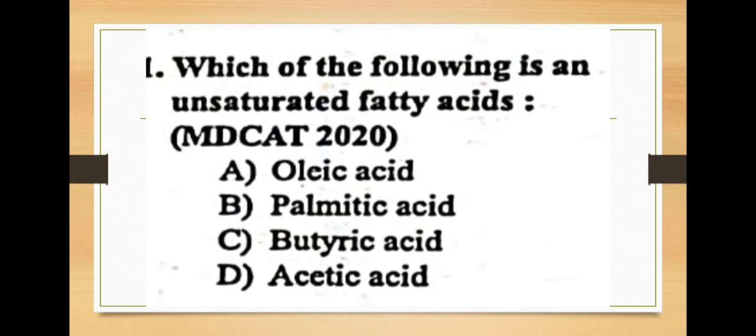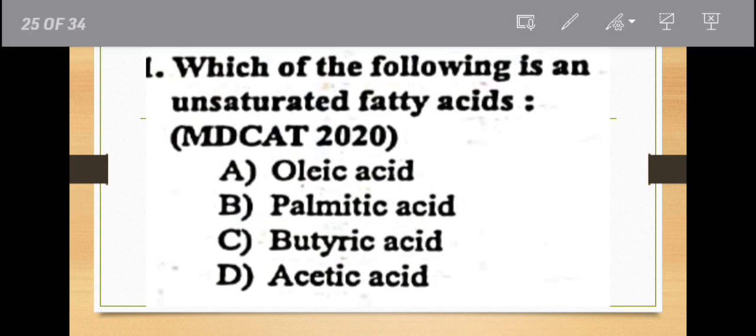Which of the following is an unsaturated fatty acid? MDCAT 2020. A, oleic acid. B, palmitic acid. C, butyric acid. D, acetic acid. Unsaturated fatty acid is the oleic acid.